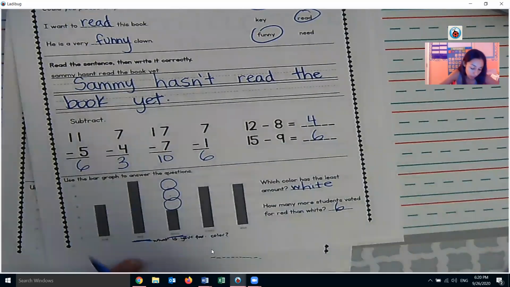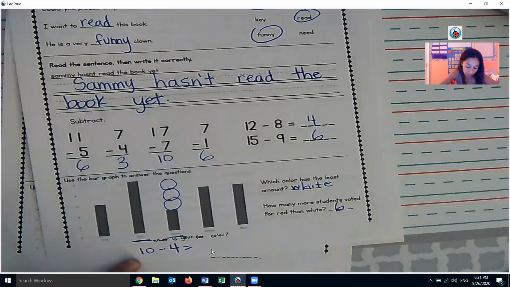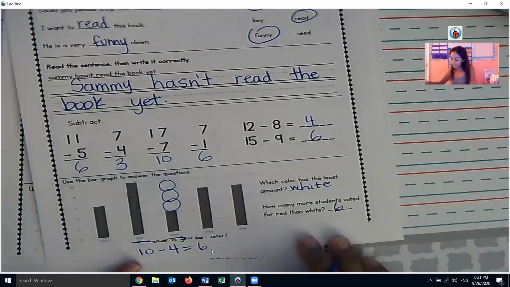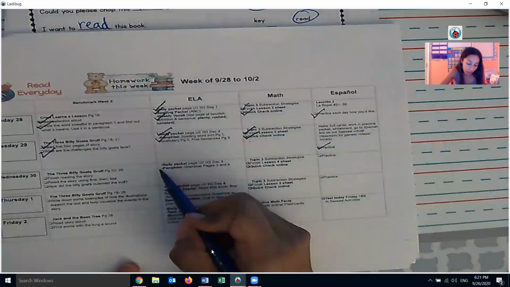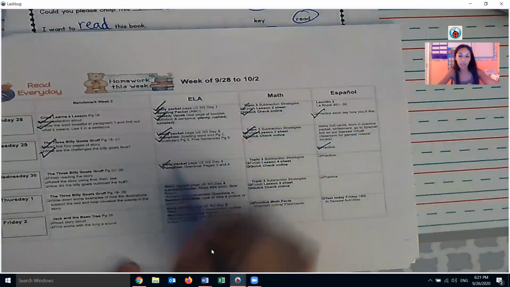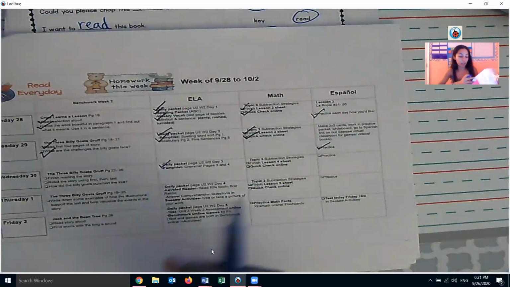We can also do it this way. There's 10 red. There's 4 white. If we subtract 10 minus 4, that gives us 6. So that takes us to daily packet Unit 2, Week 2, Day 3 is completed, which now takes us to our pamphlet grammar pages.